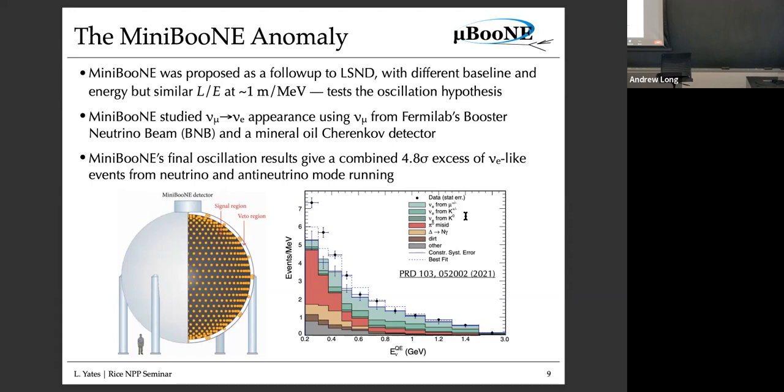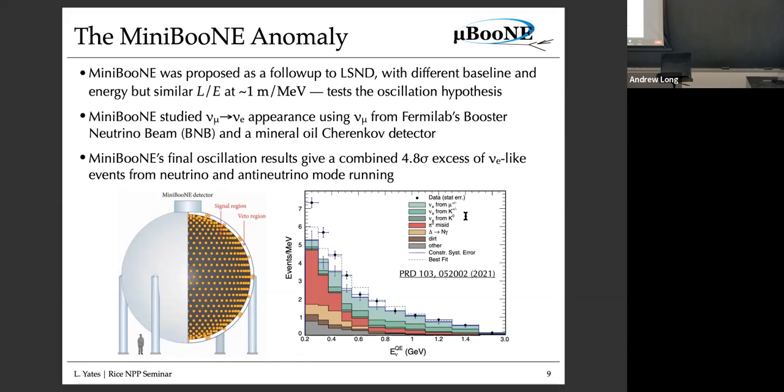So this is MiniBooNE's selection of electron neutrino candidates in their data. These stacked colors here are their expected backgrounds, and the data are these black points. You can see it rising well above the predicted backgrounds at low energy. So I'll point out two more things.